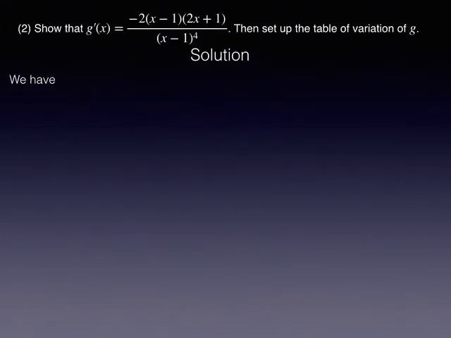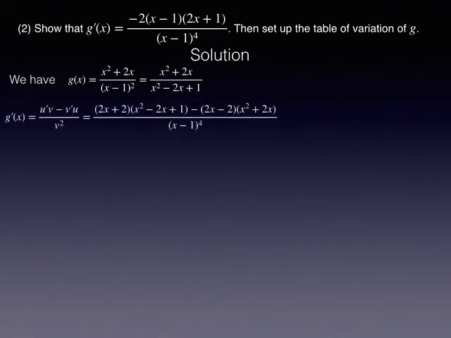Now moving to the second question, we need to find the derivative g prime of x and to set up the table of variation. So also we recall the expressions of g of x. In this question we need to use both expressions. First of all, the formula we will use is u prime v minus v prime u over v squared. u is the numerator, which is x squared plus 2x, and v is the denominator, which is x minus 1 squared or x squared minus 2x plus 1. So we can use both.